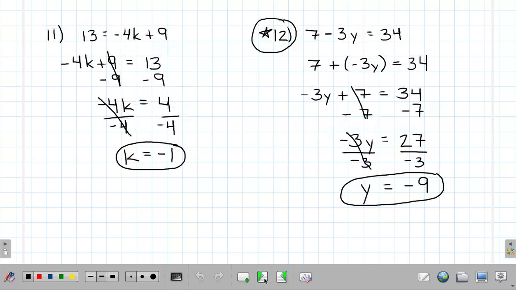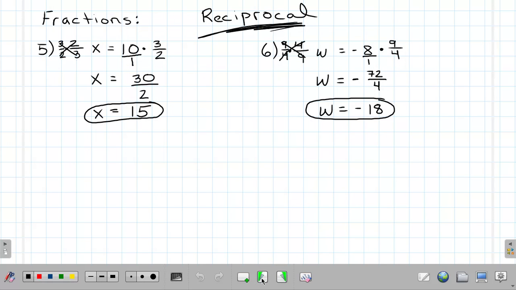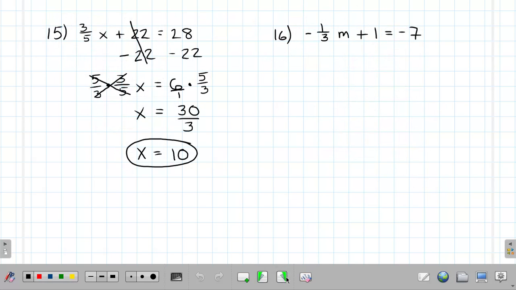So if you look at that, it's very similar to what we did in number 5, okay? Except there we had 30 divided by 2 because that's just the way the fractions worked out, so we had 30 divided by 2, which is 15. Here we get 30 divided by 3, which is 10. Number 16, exactly the same, okay? Except the only difference is instead of a positive fraction here, we have a negative fraction, okay?